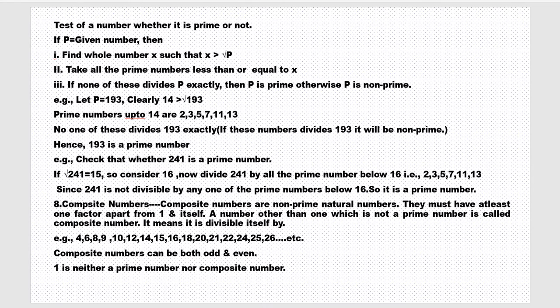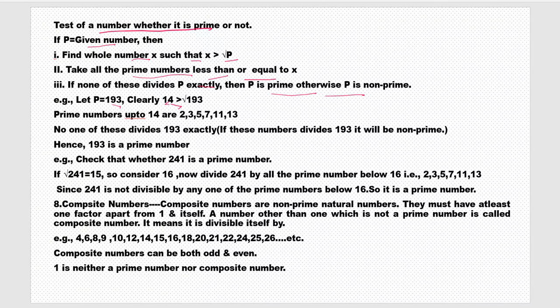Now the problem is how we can check whether a given number is prime or not. For example, p is the given number. Find a whole number x such that x is greater than the square root of p. Take all the prime numbers less than or equal to x. If none of these divides p exactly, then p is prime, otherwise p is not prime. For example, let p equal 193. The square root of 193 is less than 14.